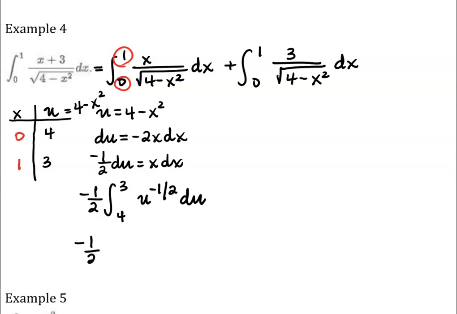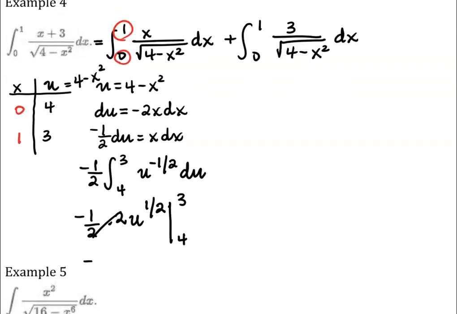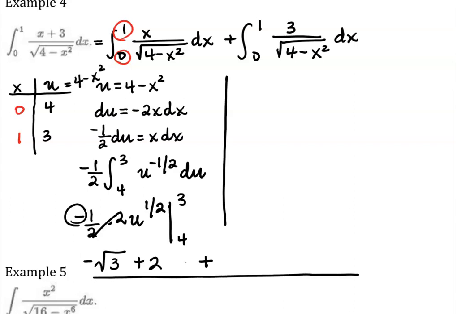So I will increase my exponent so that my new exponent is now a positive 1/2. I will divide by it, so I'm multiplying by 2, and then I will evaluate that from 3 to 4. My 2's cancel, and I'm left with the negative 1/2, negative u to the 1/2. And I'll plug in my upper limit of 3. And then I will subtract, plugging in my lower limit, but we're subtracting a negative, so it turns into addition. And then I'll plug in my upper limit of 4, and the square root of 4 is 2. So I have the first integral evaluated. Whatever we get from the second integral, we will continue to add that all together to get that final answer.